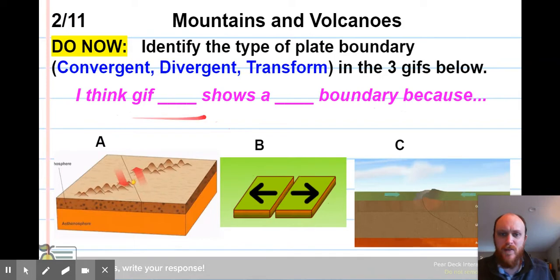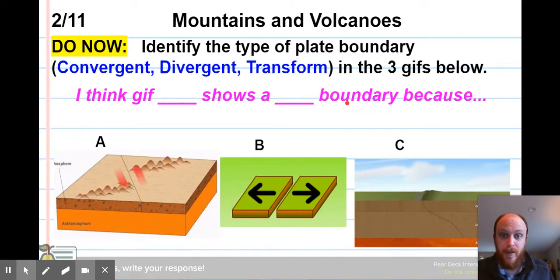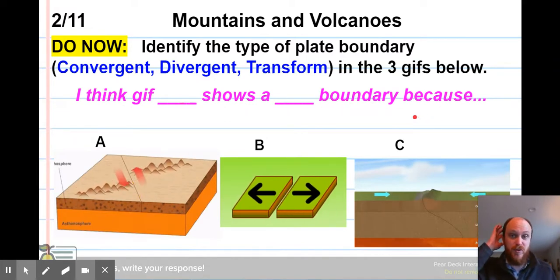Since you missed, you don't have a Pear Deck, you can just answer this right on the screen though. I think GIF A, B, or C shows a blank boundary. Remind yourself of those three, please and thank you.